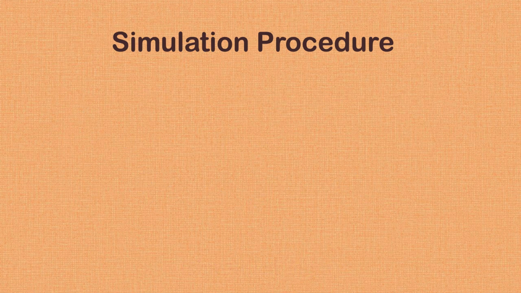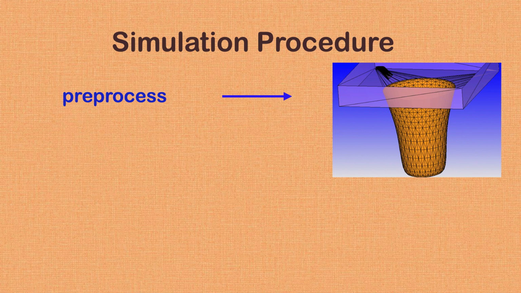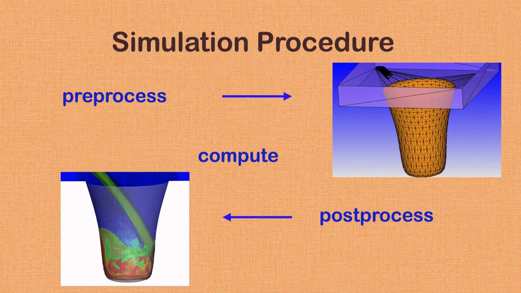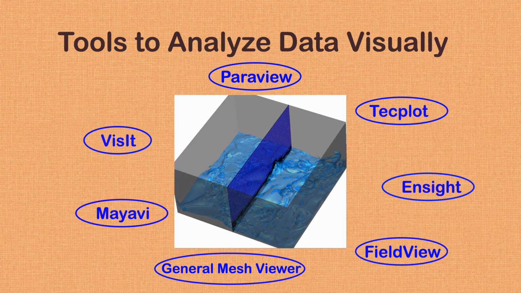The basic procedure for a CFD analysis includes a pre-processing stage, followed by solving a problem computationally, and finally post-processing the obtained results, where the current tutorial fits in. There are a number of great tools we CFD engineers use to analyze data visually that is obtained from a simulation. Some of them are listed here.